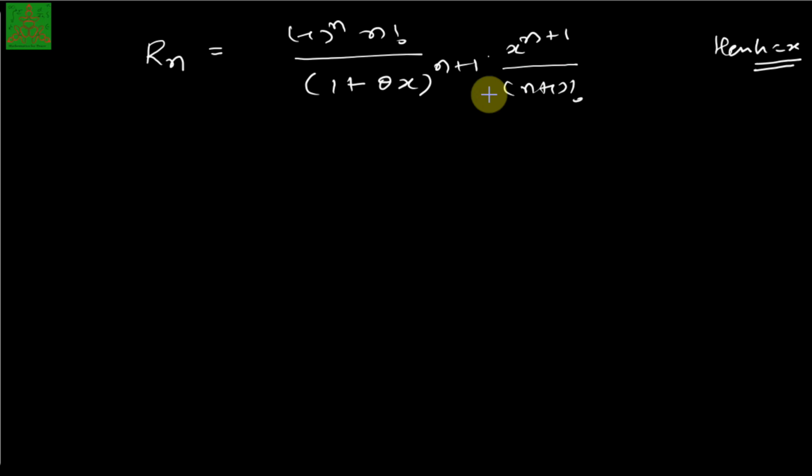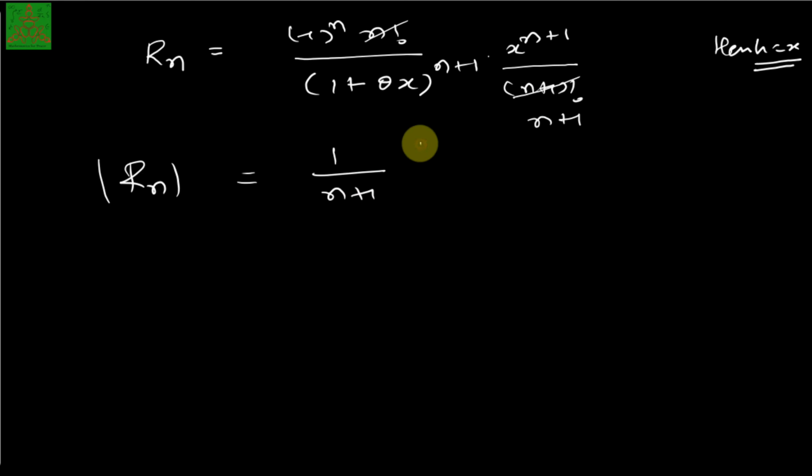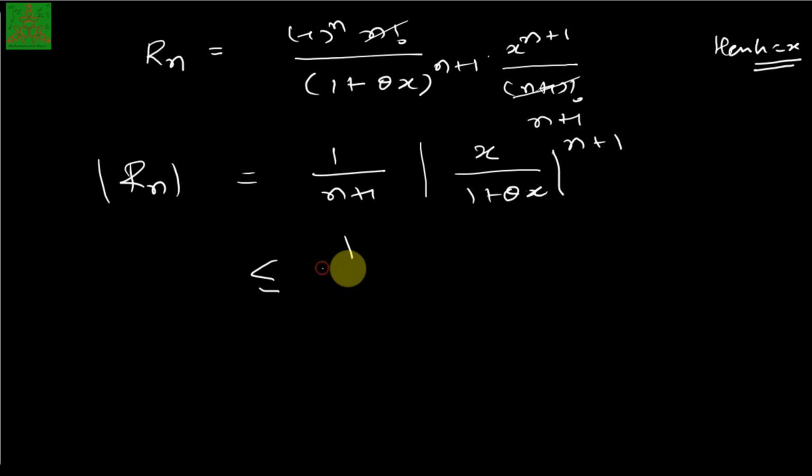And if you just see what the remaining things are that you can get from here. The mod of Rn will be 1 upon n plus 1, because this n factorial will cancel with this, it will be left with n plus 1, and it will have x upon 1 plus theta x raised to n plus 1, and this x upon 1 plus theta x is actually less than 1, so that's why it is less than 1 upon n plus 1. And this will tend to 0 as n tends to infinity.